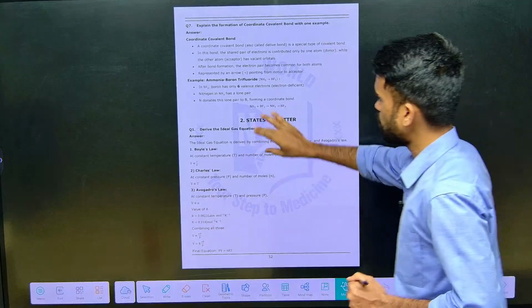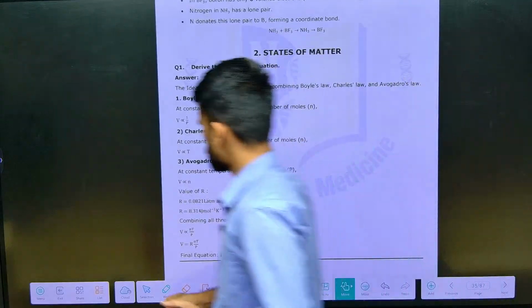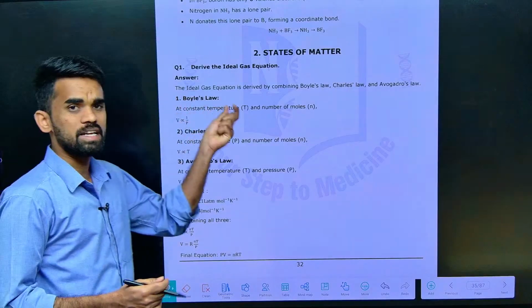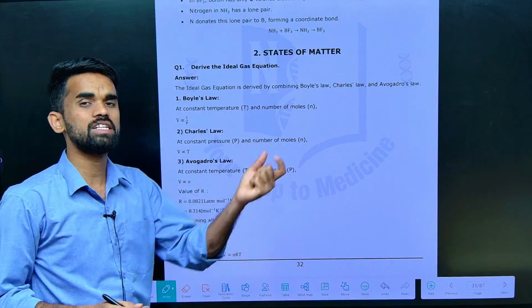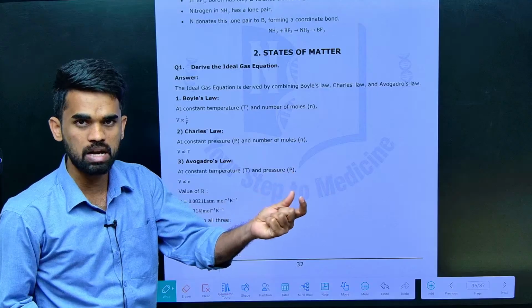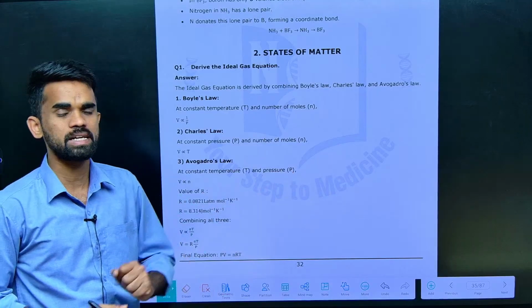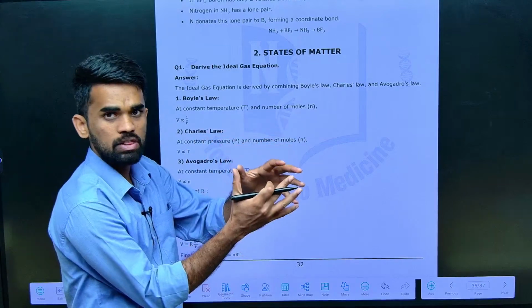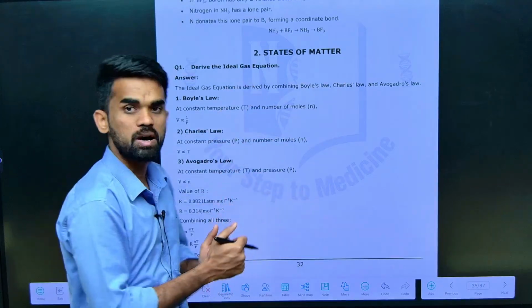If you see the 2 marks questions, there we can expect something like what is the ideal gas equation, or what is Boyle's law, Charles' law, Avogadro's law. This kind of questions we can expect as 2 marks questions, and similarly the combination of all those laws we can expect as a 4 marks question here.